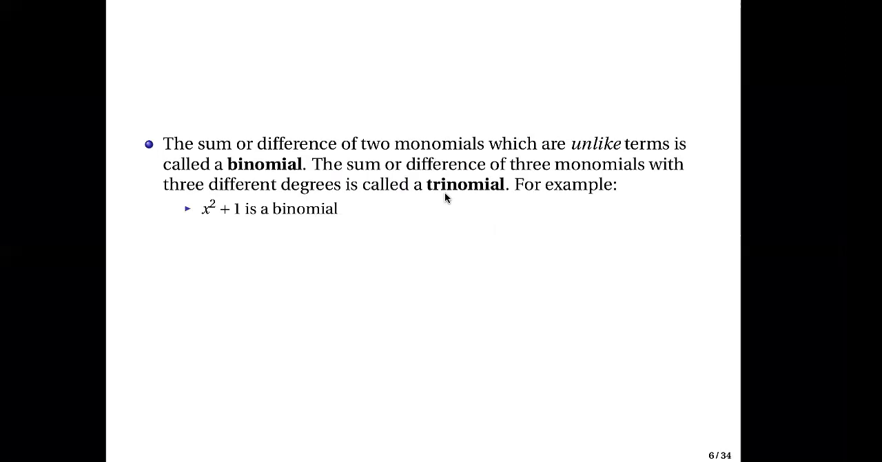For example, here we have x squared, and then here we have the constant 1. Okay, and then we add them. We cannot simplify this anymore. So if we add them, we'll just have x squared plus 1. So this one is called a binomial.